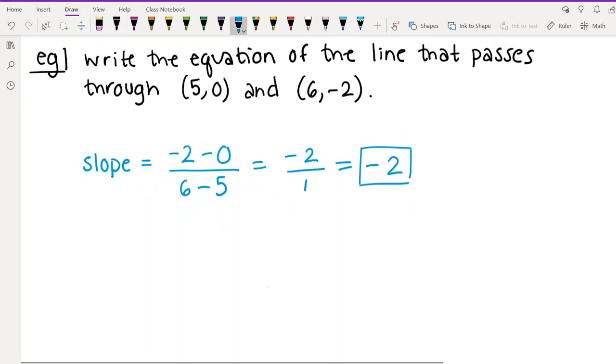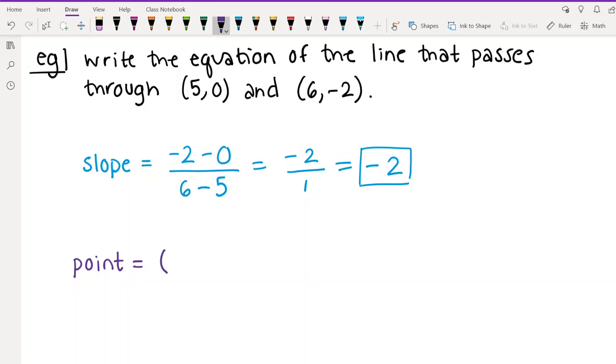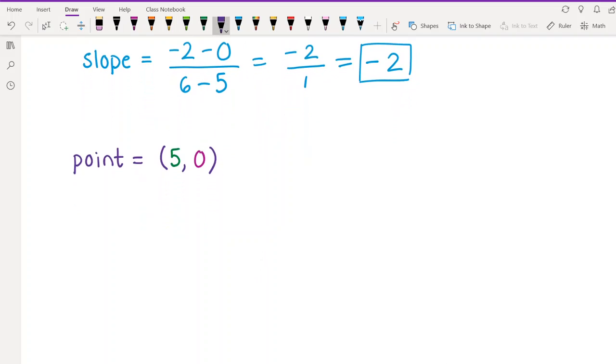And now for the point, we have 2 choices, right? We have 2 different options for what that point is going to be. So we're going to actually do it with both and show that you get the same result either way. Let's start by doing it with the point (5, 0), because I think that's the slightly easier point to work with. And then we'll do it with the other point, and we'll see that even though they initially look different, they simplify to the same thing when we put them into function notation.